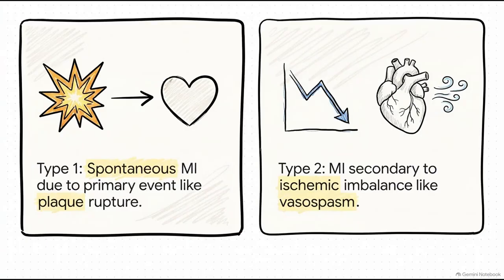Okay, the most common distinction you're going to face every day is type 1 versus type 2. Now, a type 1 MI, that is your classic heart attack. It's a spontaneous event caused by a primary coronary issue. Think of a plaque rupture directly blocking the blood flow.